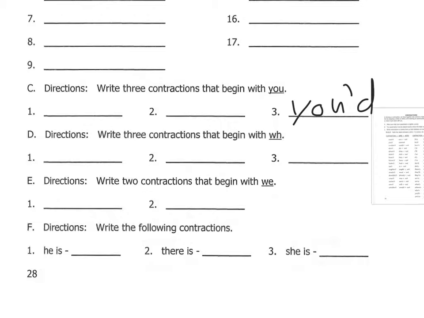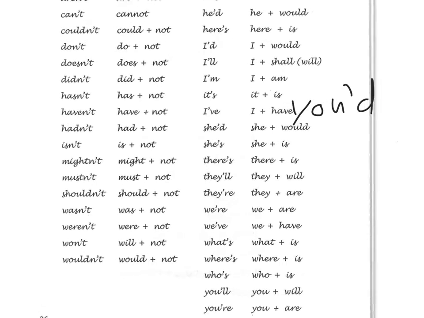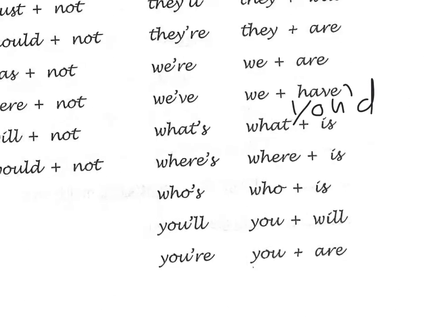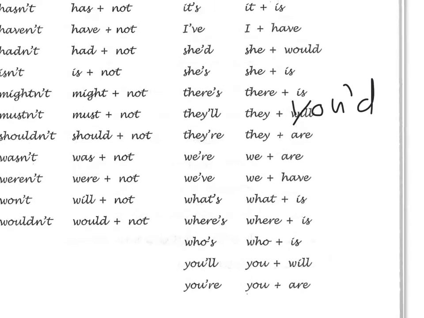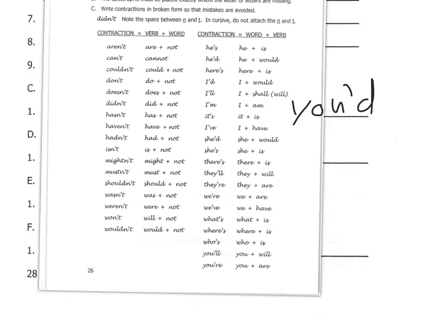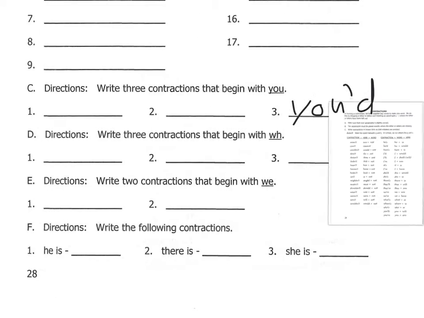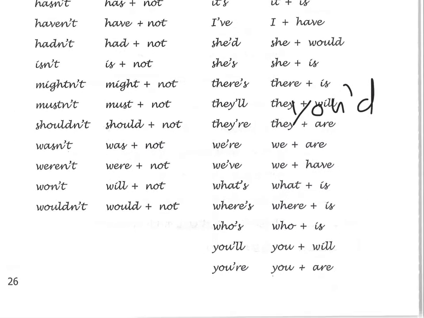Letter D. Write 3 contractions that begin with w. So let's look at our list again. W-H. What begins with w? I see what's, where's, W-H, I guess whose. What's, where's, and whose. Let's write those down.